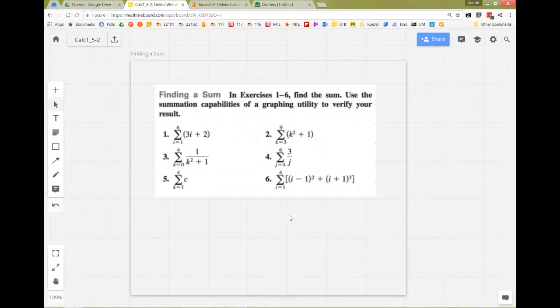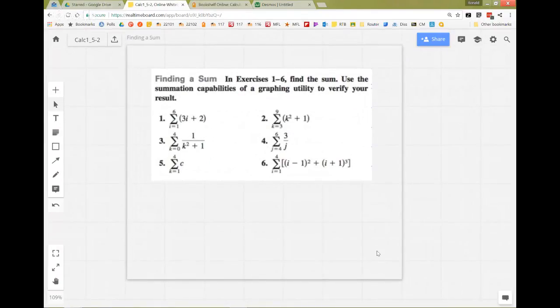But let's get practice here on sums. Okay. So here, I believe this is from your assignment. It says, find the sum, use the summation capabilities of a graphing utility to verify your result. Well, we're going to use Desmos, and I'll show you how to do that. But let's take a few of these. Let's take number 1. So we've got i equals 1 up to 6, and we're supposed to add.